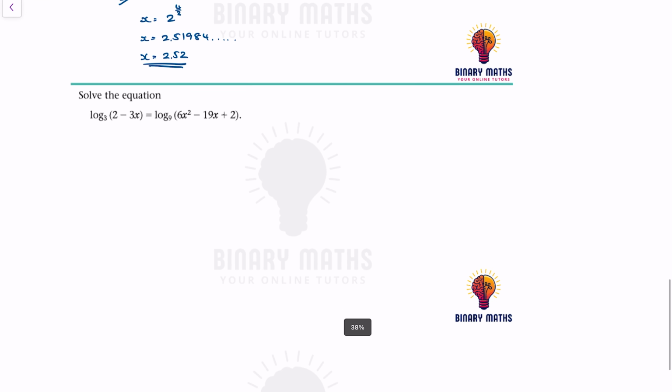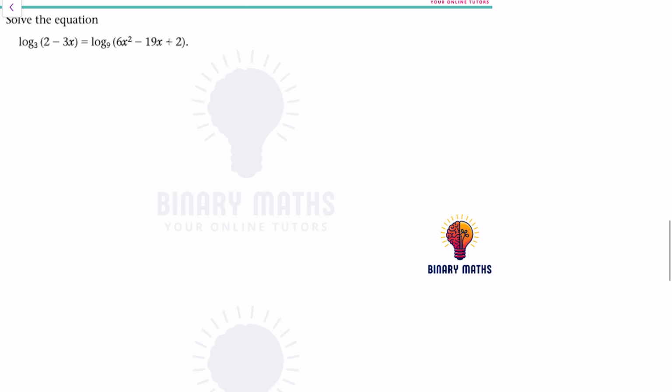Okay, the last example now. So solve log base 3 of 2 minus 3x is equal to log base 9 of 6x squared minus 19x plus 2. So we want to change the 9 to a 3. That means we're using the first formula, log base a of x is equal to log base b of x over log base b of a. We want to change the 9, so a is equal to 9 and b is equal to 3.